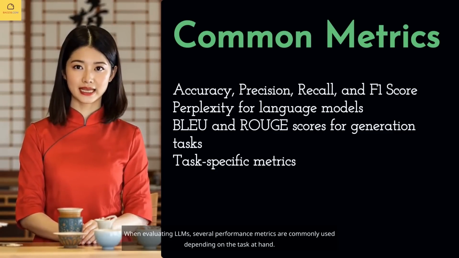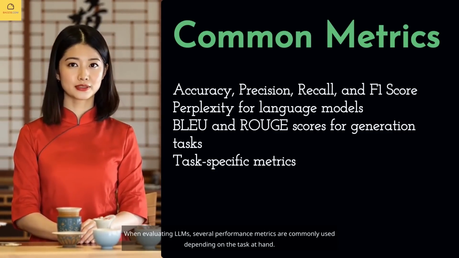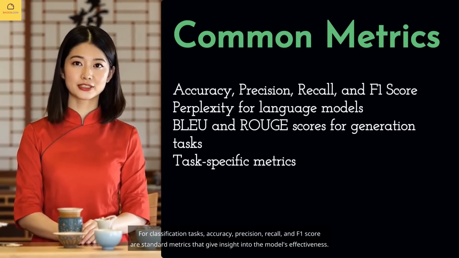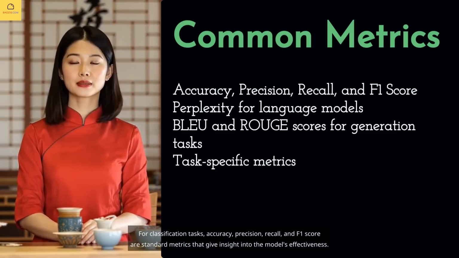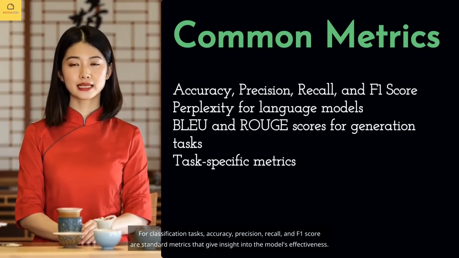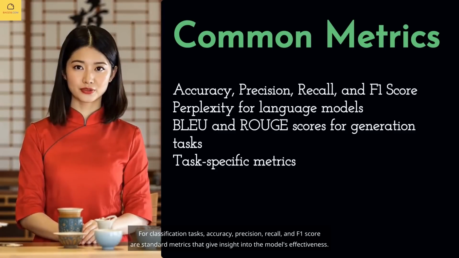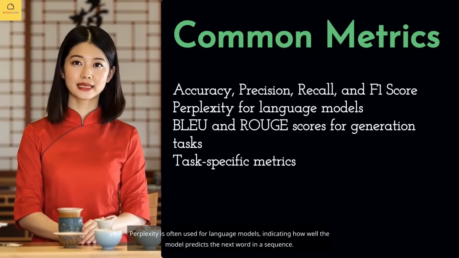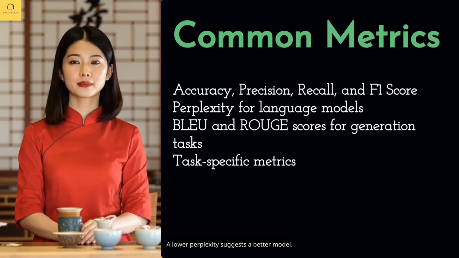When evaluating LLMs, several performance metrics are commonly used depending on the task at hand. For classification tasks, accuracy, precision, recall, and F1 score are standard metrics that give insight into the model's effectiveness. Perplexity is often used for language models, indicating how well the model predicts the next word in a sequence. A lower perplexity suggests a better model.